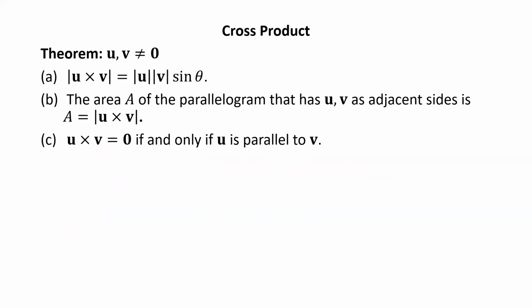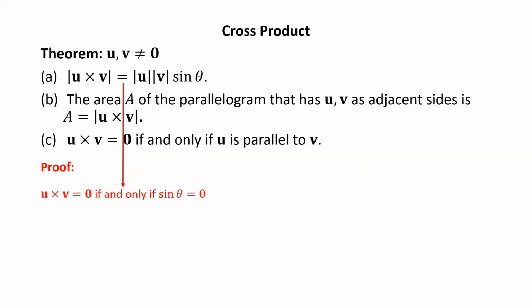Okay, part C, u cross v is 0 if and only if u is parallel to v. Well, u cross v is 0 if and only if sine theta is 0 from part A. Just to clarify that, the only way that u cross v is 0 is if its length is 0. And similarly, if the length of a vector is 0, then the vector must be 0. And the length of u and the length of v are both not 0, right? Because u and v were given not to be 0.